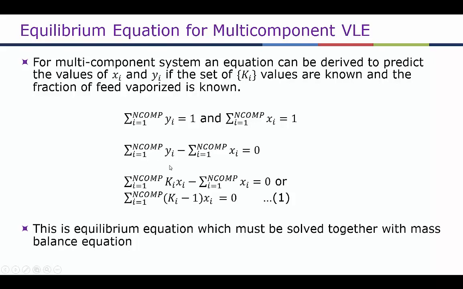In place of yi, we can now replace it using the previous equation, which was yi equal to Ki xi. So if we replace that, we get the sum over all components of the Ki xi product minus the sum over all components of xi equal to 0. We can take xi common, and we can say the sum of (Ki minus 1) times xi equals 0. That gives us the first equation. This equation can be simultaneously solved with the mass balance equation to give us the equilibrium equation.